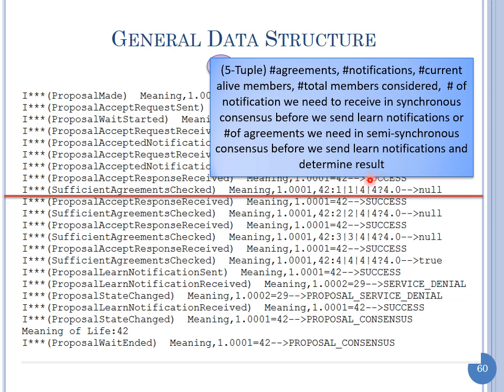So we're talking of 4 processes here. And this last value says how many agreements we need before we go and give our positive news. So this says how many notifications we need before we send a positive notification, and this says we need to receive notification from everybody before we actually send a learn notification.